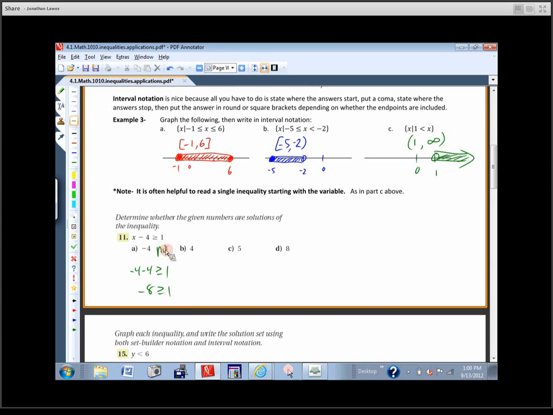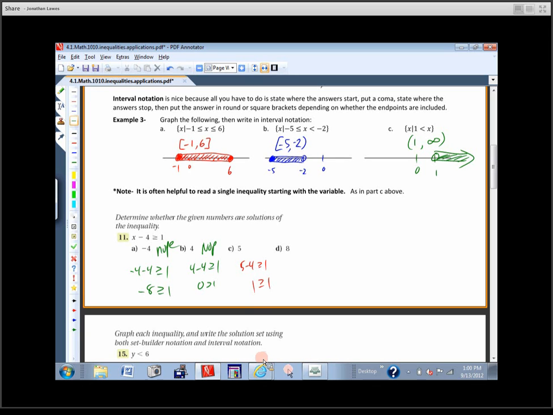Nope. Plug in a 4. 4 minus 4 greater than or equal to 1. Nope, that would be 0 greater than 1, so that's a nope. How about this one right here? If people struggle with something, it's usually this one right here, because this is 5 minus 4 greater than or equal to 1. This is 1 greater than or equal to 1.